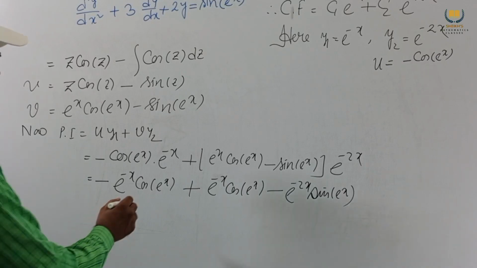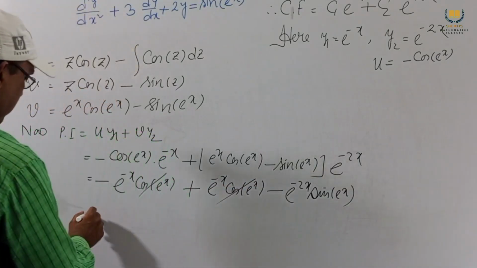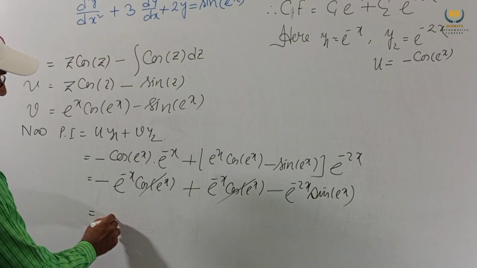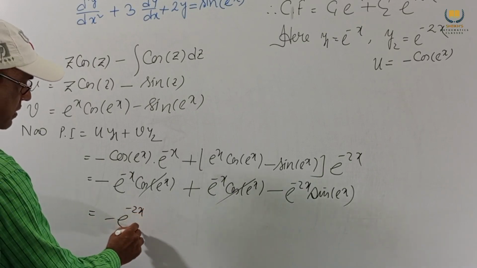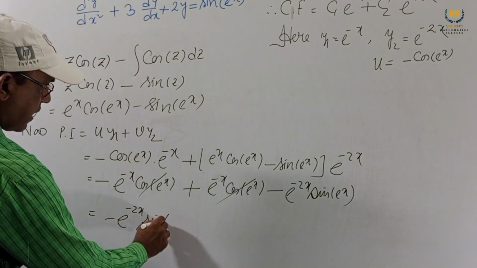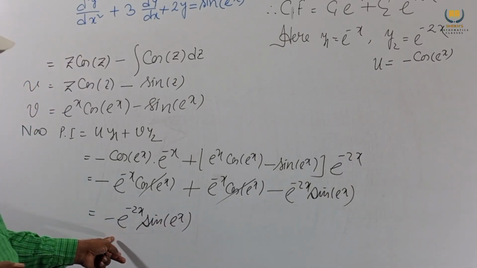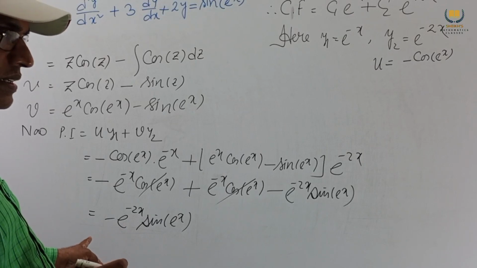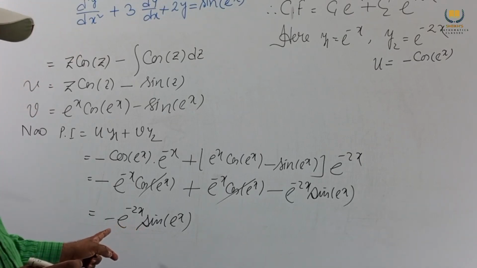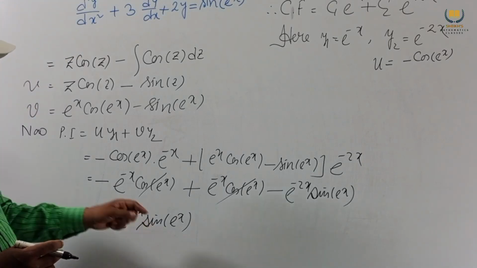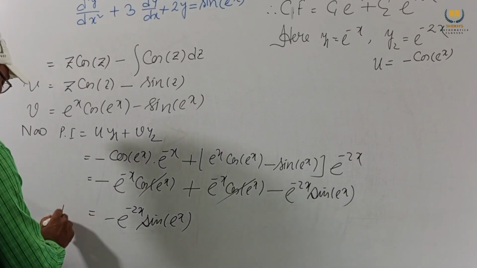But these two are like terms, this will be cancelled. We get minus e to the power minus twice x sine e to the power x, minus e to the power minus twice x sine e to the power x. These are the particular integral.